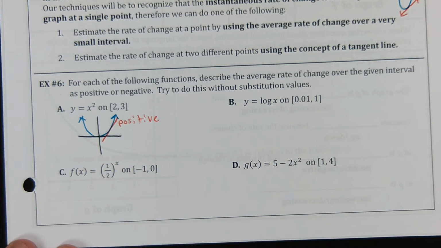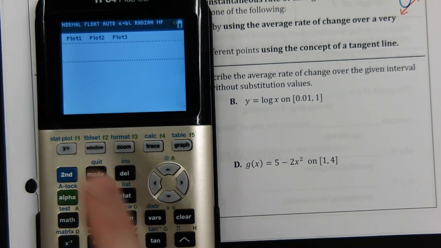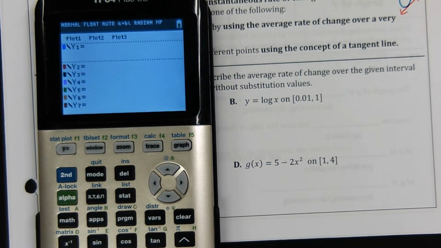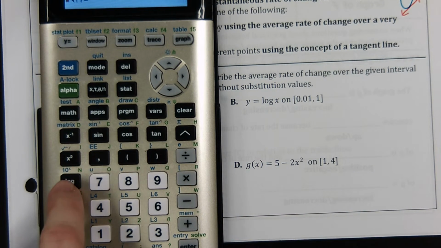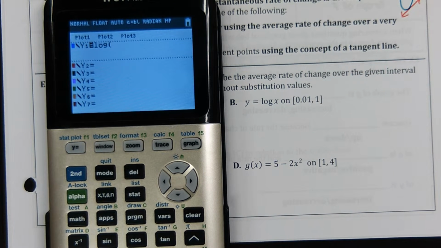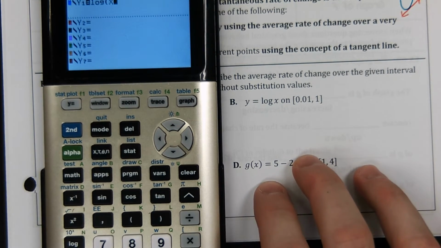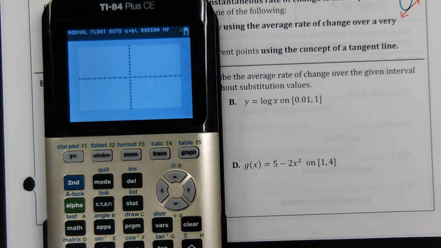Log of x. You know what? I'll just go back to y equals, clear out x squared. Your log button on this calculator is right here. Log. Now on the screen, it opened a set of parentheses, and that's waiting for the argument. That's where your variable x goes. Please be in the habit of closing those parentheses. Okay? And hit graph.